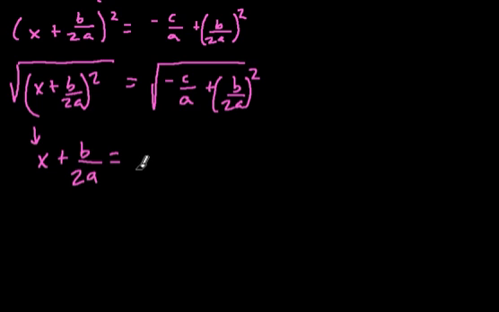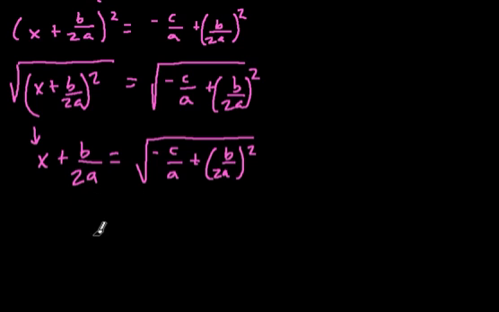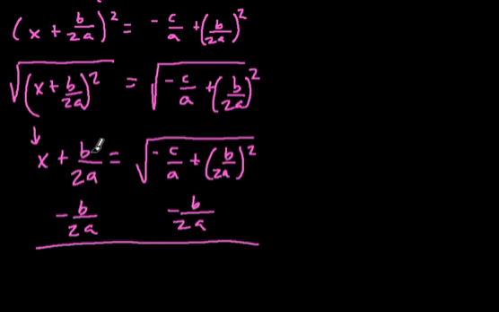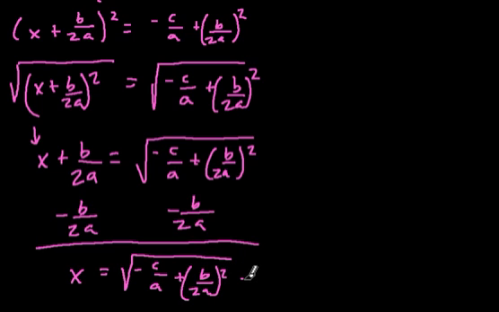Okay, so what do we do next? Well, this is going to be equal to, we'll leave this over here for now, minus c over a plus (b over 2a) squared. What is the next step? Well, get x by itself. So subtract b over 2a from both sides. So minus b over 2a, and then minus b over 2a from both sides. We're almost there. B over 2a minus b over 2a is 0. So we have x equals the square root of minus c over a plus (b over 2a) squared, minus b over 2a.